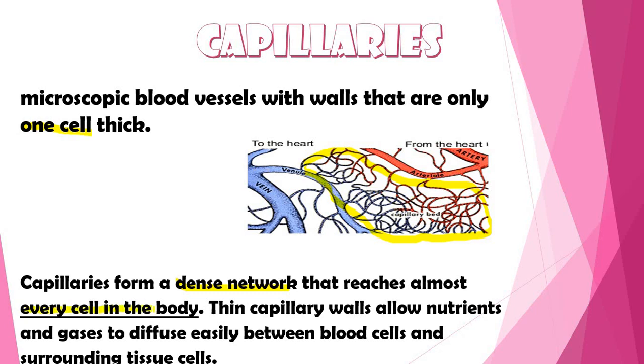To supply it with the required nutrients and oxygen, and to remove wastes. We talked about wastes before from the blood, which is carbon dioxide. So again, thin capillary walls allow the nutrients and the gases to diffuse easily between the blood vessels and the tissue cells.